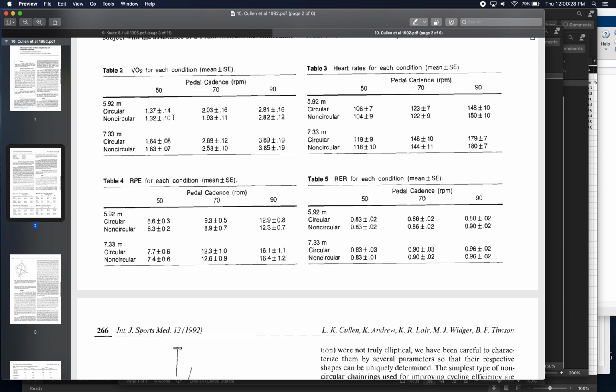Okay, that is it for today and for pedaling. Next time we will move on to our final section of class on comparative sport biomechanics. We'll take a look at some impressive athletes in the animal kingdom. We will see you then.